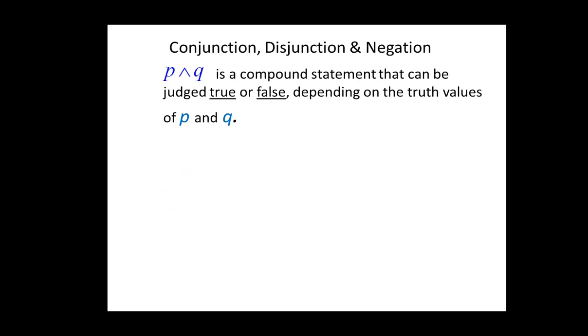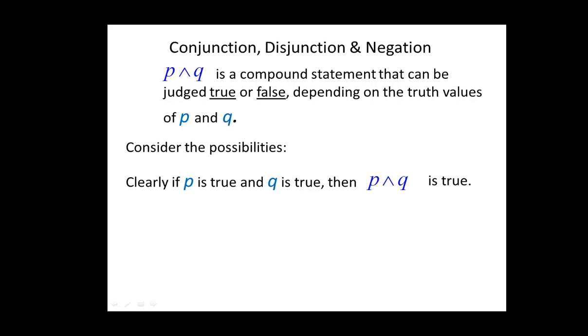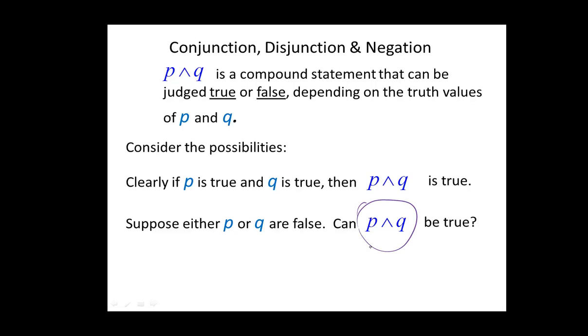P and Q is a compound statement. We can decide if it's true or false depending on the truth values of its component statements. That would be the P and the Q. Let's consider these possibilities. If P is a true statement and Q is a true statement, well, then clearly P and Q would also be a true statement. Now suppose either one of P or Q are false. Can our P and Q statement still be true?